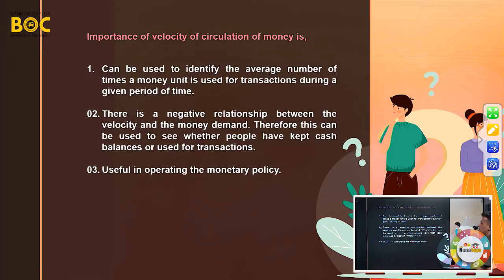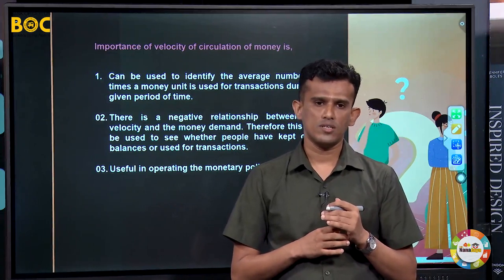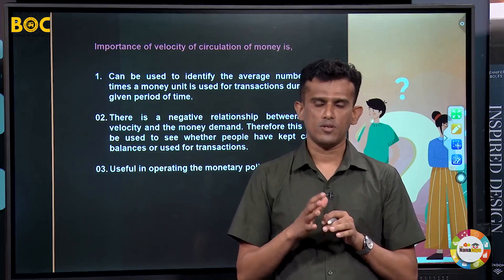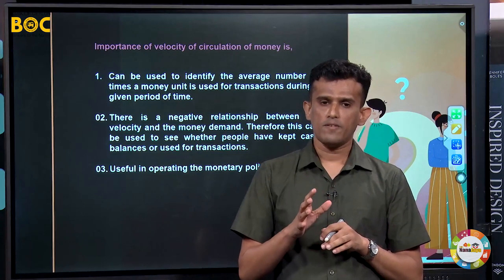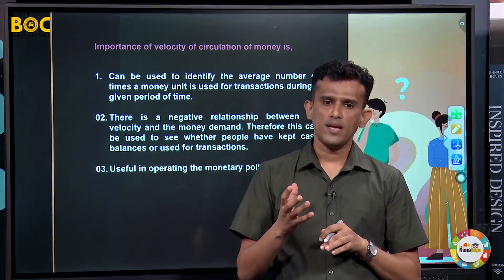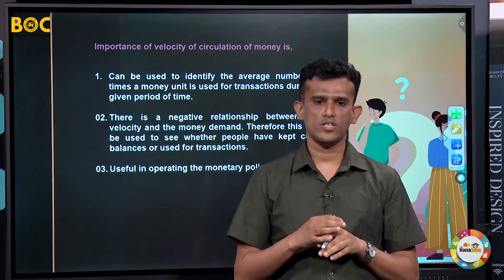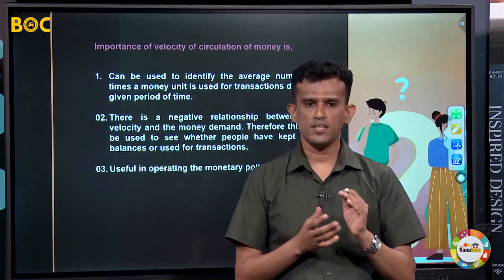On the other hand, there is a negative relationship between the velocity and the money demand. What do we mean by the money demand? We learned and we discussed that money demand refers to the preference of the general public to hold currencies with them at a given point of time. So if the general public of an economy has kept those cash balances with them, then they will not be able to use them for transactions. They would not have used them for transactions. So money demand is high means the velocity will be low.